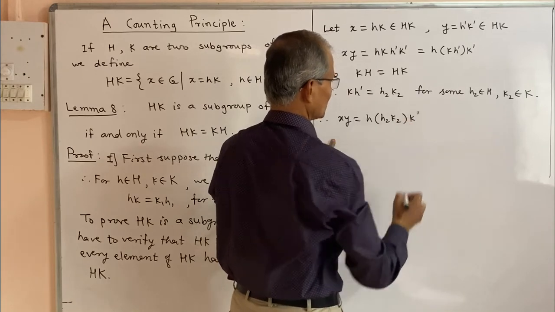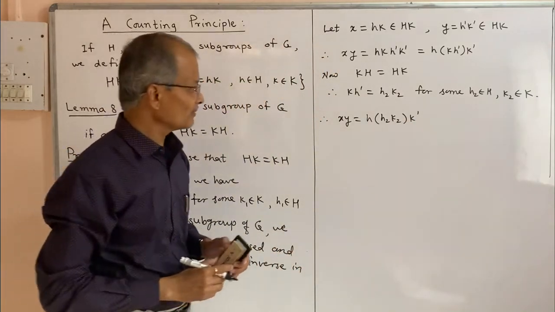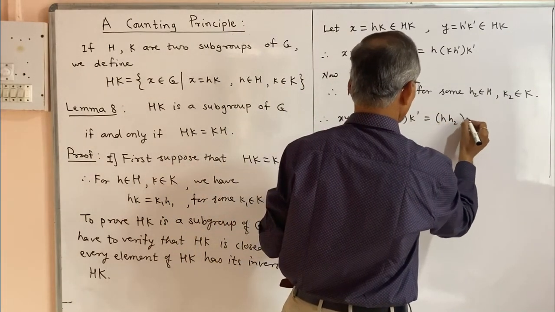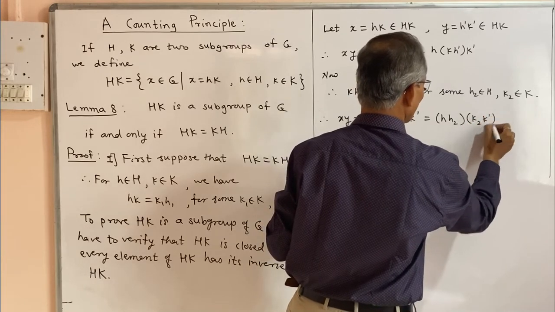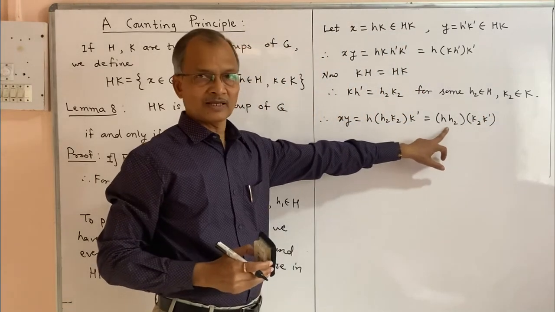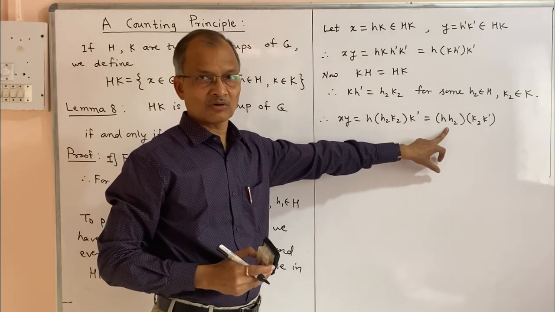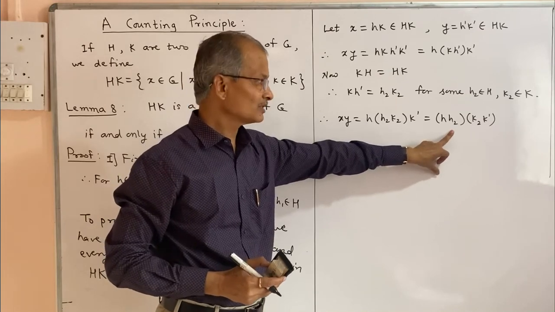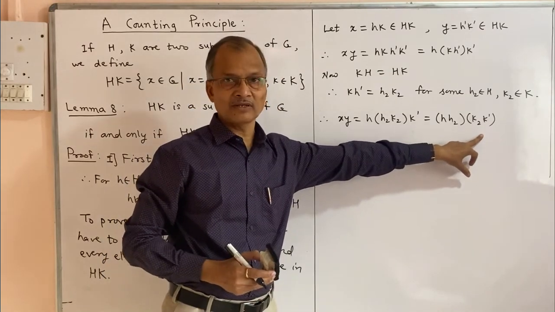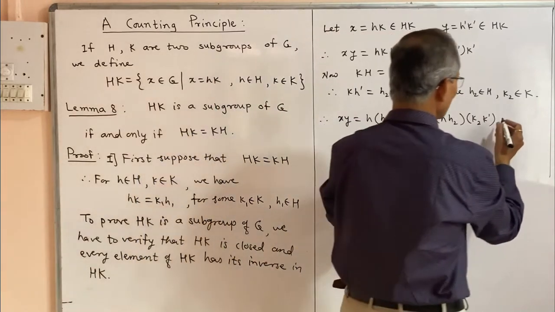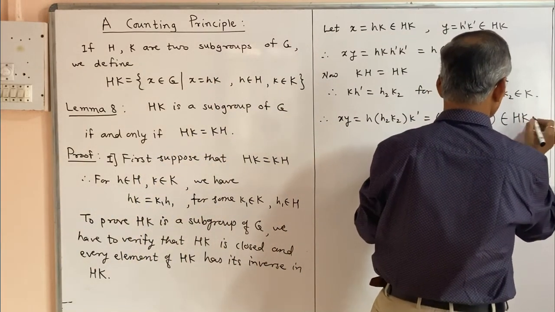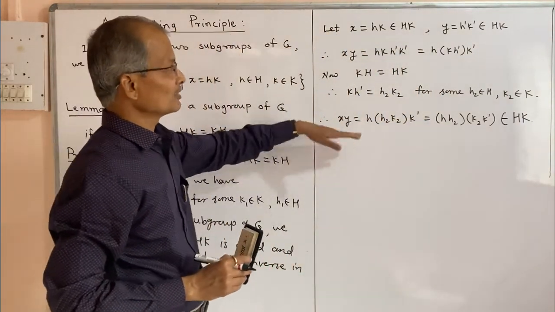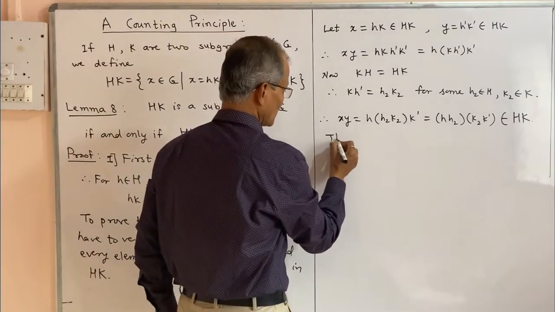So xy is h into h2k2 into k'. But again we use the associative property, and this can be written as hh2 into k2k'. And now observe, this element hh2 belongs to capital H, because both h and h2 belong to H, and the product also belongs to H. So this is an element in H, and this is an element in capital K. Therefore this belongs to HK, an element in the product form, and thus this proves the closure property. Hence, HK is closed.